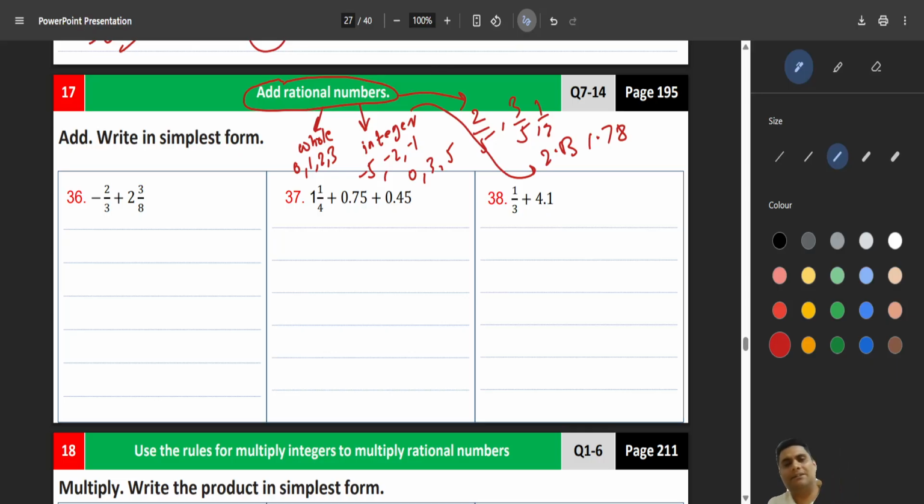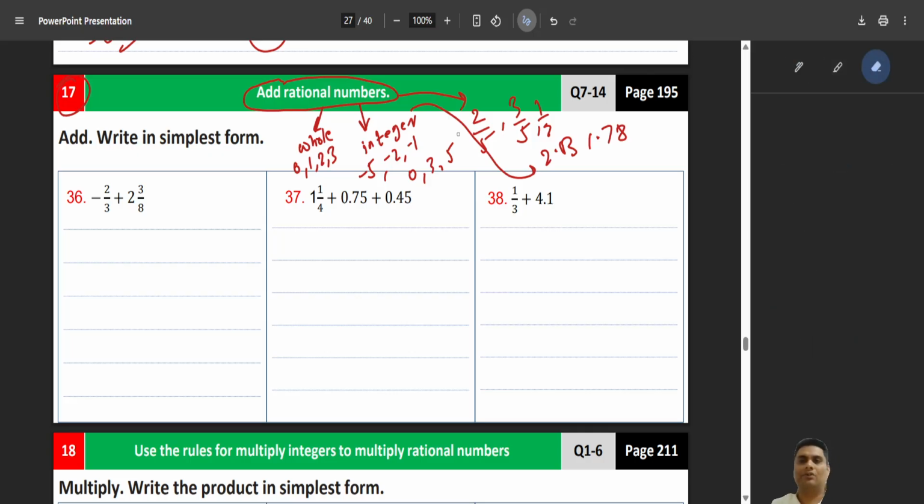And in the question number 17, he will give you some rational numbers to add. So I have taken up some questions in which I have mixed all the different kinds of numbers, and I will tell you how to add them, okay, along with the rules properly. Okay, let me just erase it quickly.